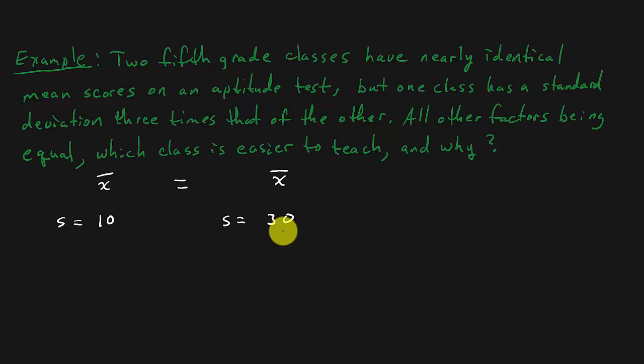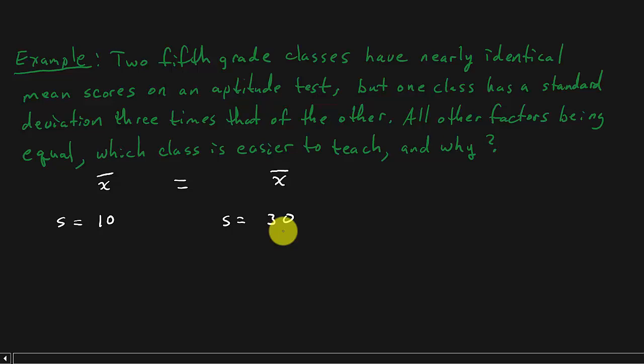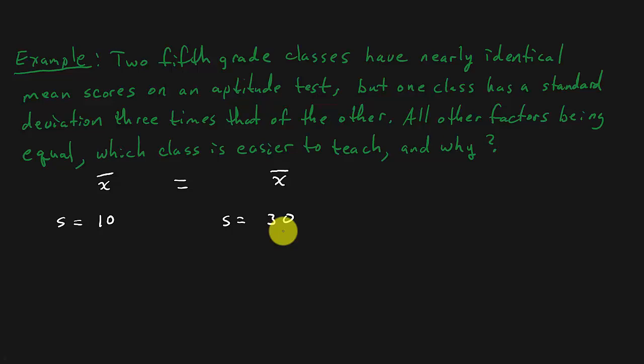All of the factors being equal, which class is easier to teach and why? Okay. All right. So the class with the smaller standard deviation would be easier to teach because there's less variation among the student aptitudes.